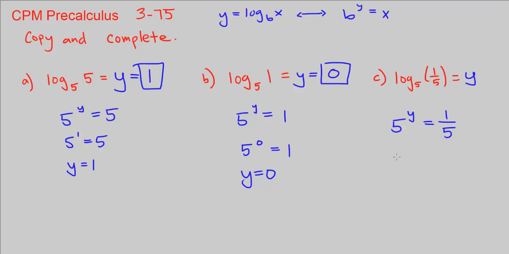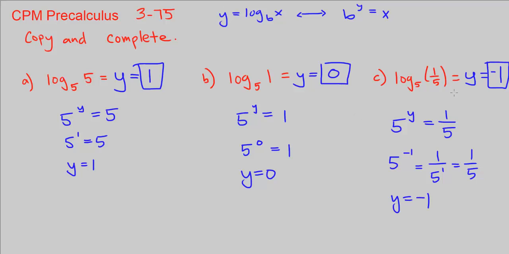Well, I know if I make this 5 to the negative 1, that's the same thing as 1 over 5 to the positive 1, which is 1/5, right? So that shows me that y here has to equal negative 1. Therefore, I can say up here, log base 5 of 1/5 is equal to y, which is negative 1.